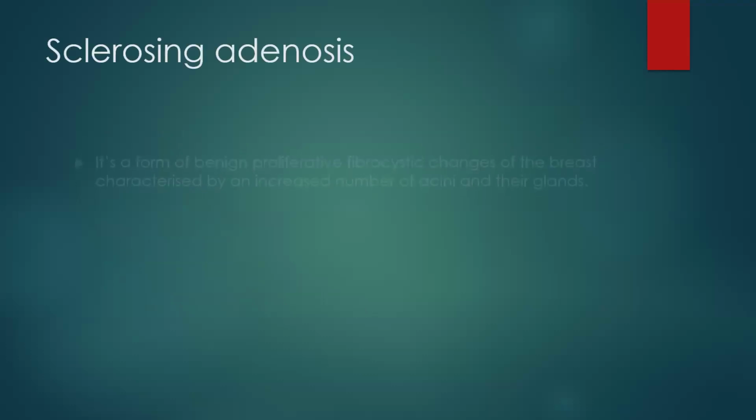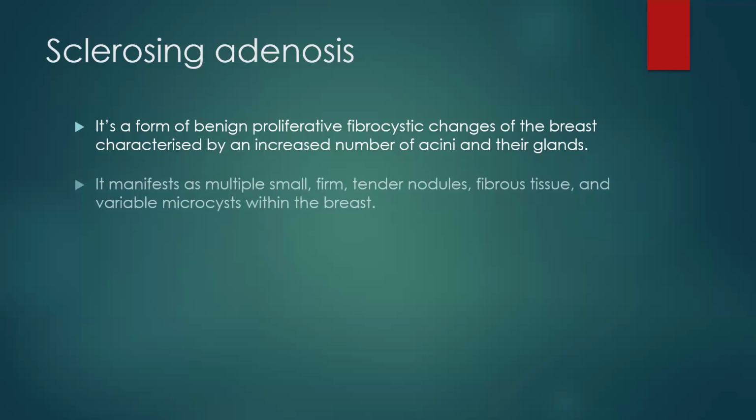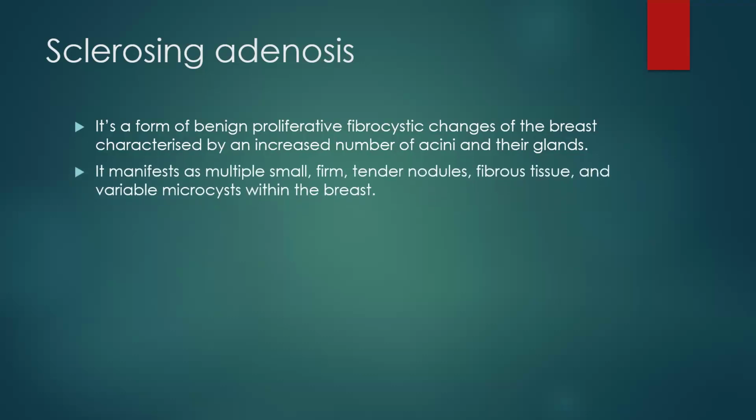When we come to sclerosing adenosis, it is a form of a benign proliferative fibrocystic change of the breast, characterized by an increased number of acini and their glands. It manifests as multiple small, firm, tender nodules, fibrous tissue, and variable microcysts within the breast.